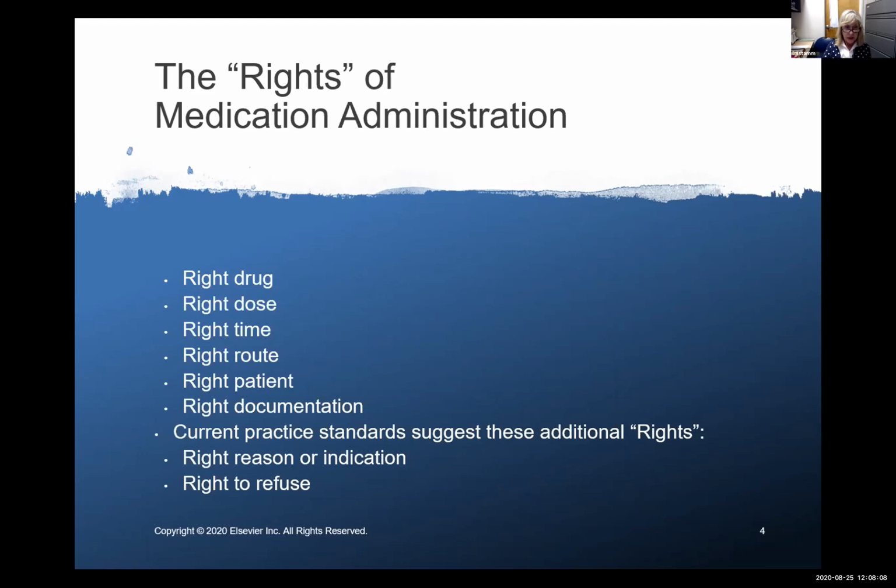Now you'll notice the 3 down at the bottom. So you have current practice standards, you have the right reason or indication, and you have the right to refuse. So these aren't necessarily rights of medication administration. These are more standards. So I know Dr. Belknap talked yesterday, the patient always has the right to refuse. So if I go in to give a patient a medication and they say, I'm not taking that, can I force it down their throat or inject them with it? And of course the answer is no, I can't do that.